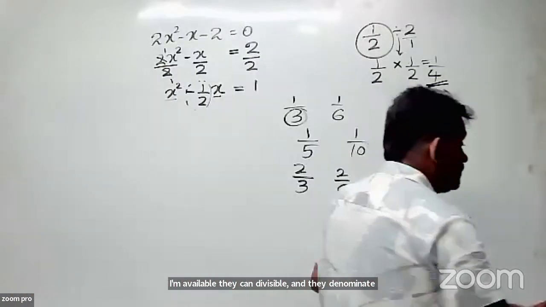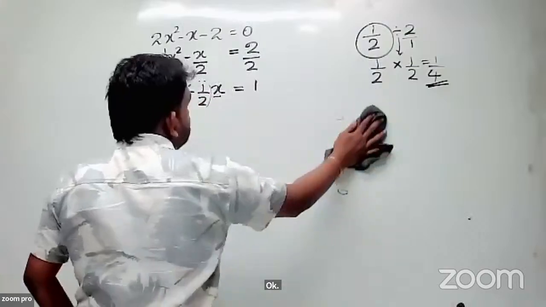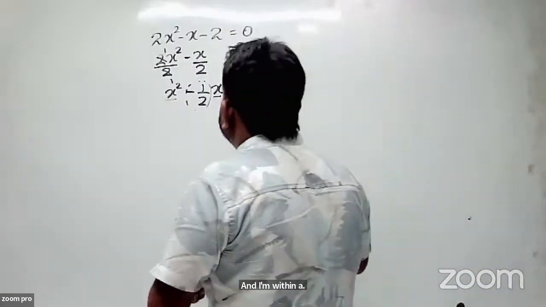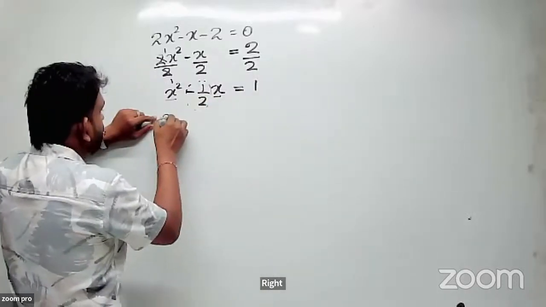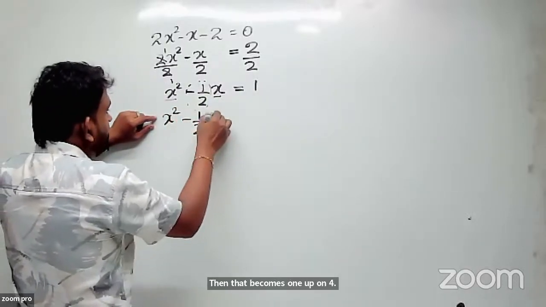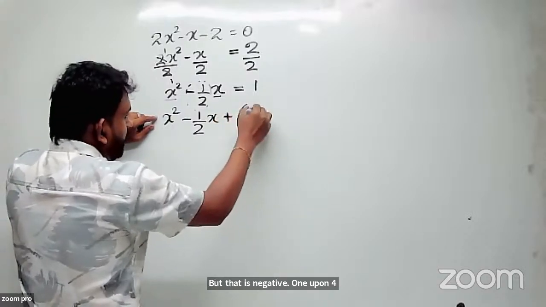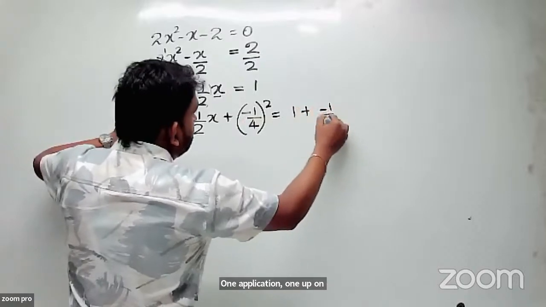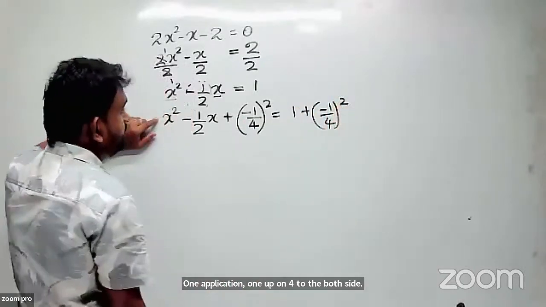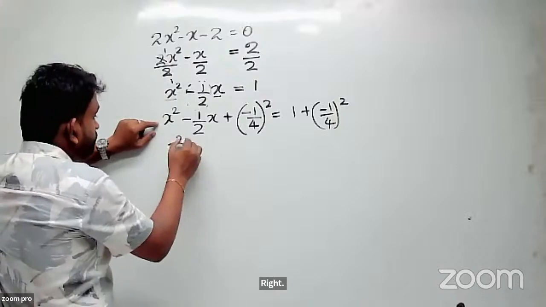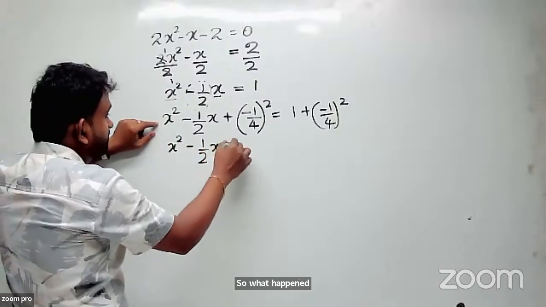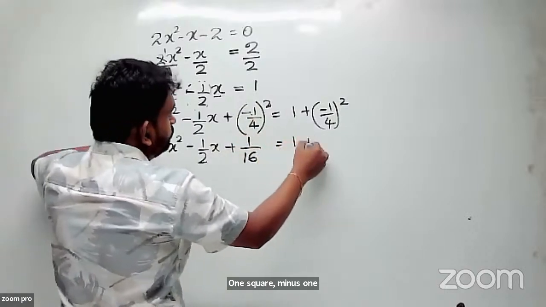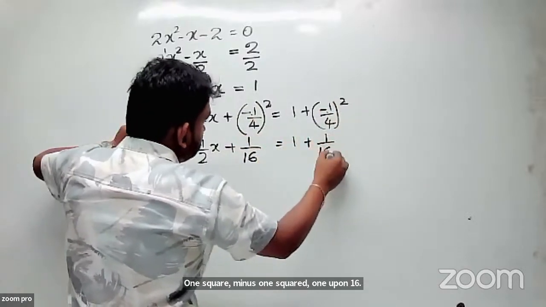So the difference here is that the fractional coefficient divided by 2 becomes 1 upon 4, but that is negative 1 upon 4. You add negative 1 upon 4 squared to both sides. Add on both sides. So x squared minus 1 upon 2 x plus 1 upon 4 squared, which is 1 upon 16, and here also 1 upon 16.